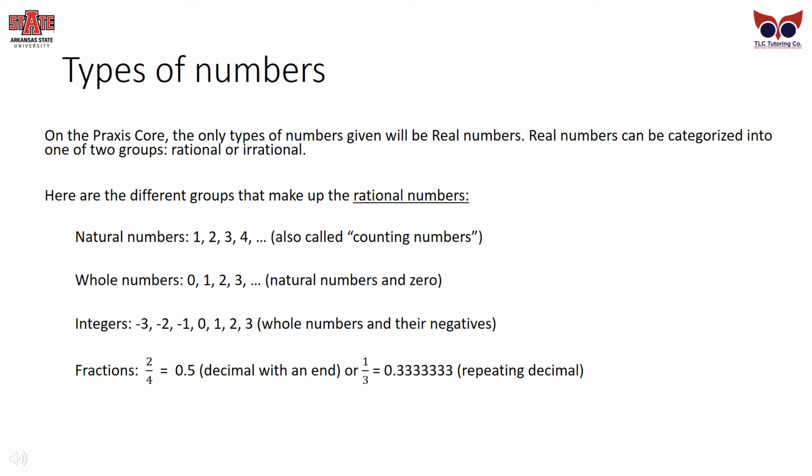On the Praxis Core, the only types of numbers given will be real numbers. Real numbers can be categorized into one of two groups, rational and irrational. Here are the different groups that make up the rational numbers. Natural numbers, also called counting numbers. Whole numbers, natural numbers and zero. Integers, whole numbers, zero, and their negatives. And fractions, number parts that have a decimal with a clear end or a decimal with a repeating pattern.